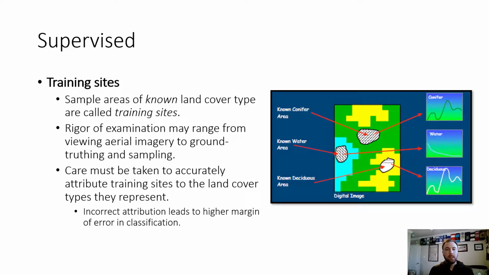So care must be taken to accurately attribute training sites to the land cover types that they represent. And that will be kind of drilled home in the lab as well. Make sure that when you actually draw little circles or squares or polygons around the training sites that you are accurate. You want to make sure that you only include pixels that represent a specific training site and not anything else. So if you're drawing a circle in the example of my image here on the right, if you were to draw a circle kind of halfway in the water and halfway in the grass, that would confuse the algorithm. So you have to be careful. Incorrect attribution leads to a higher margin of error in classification.